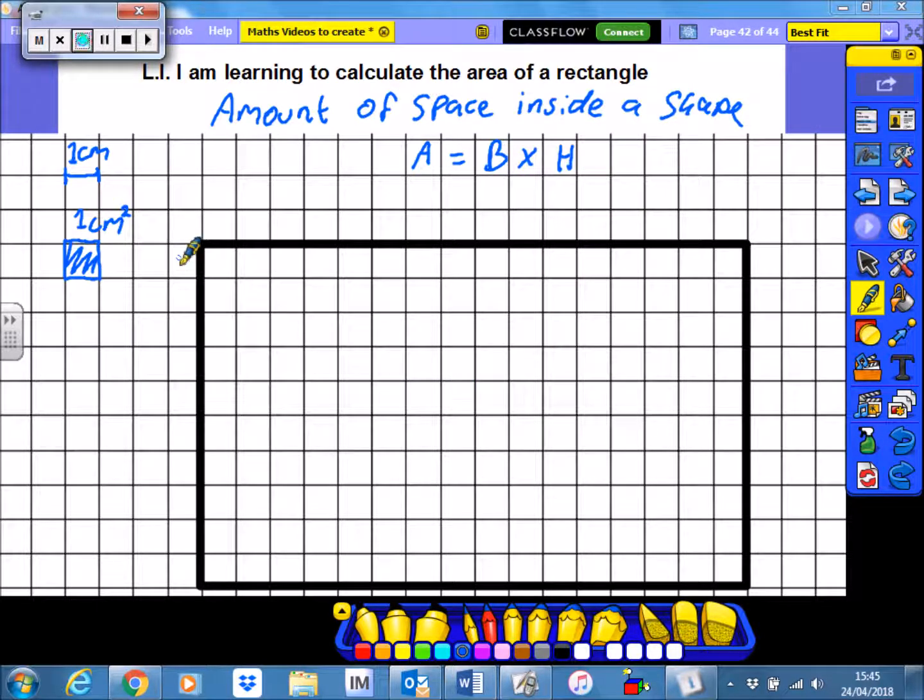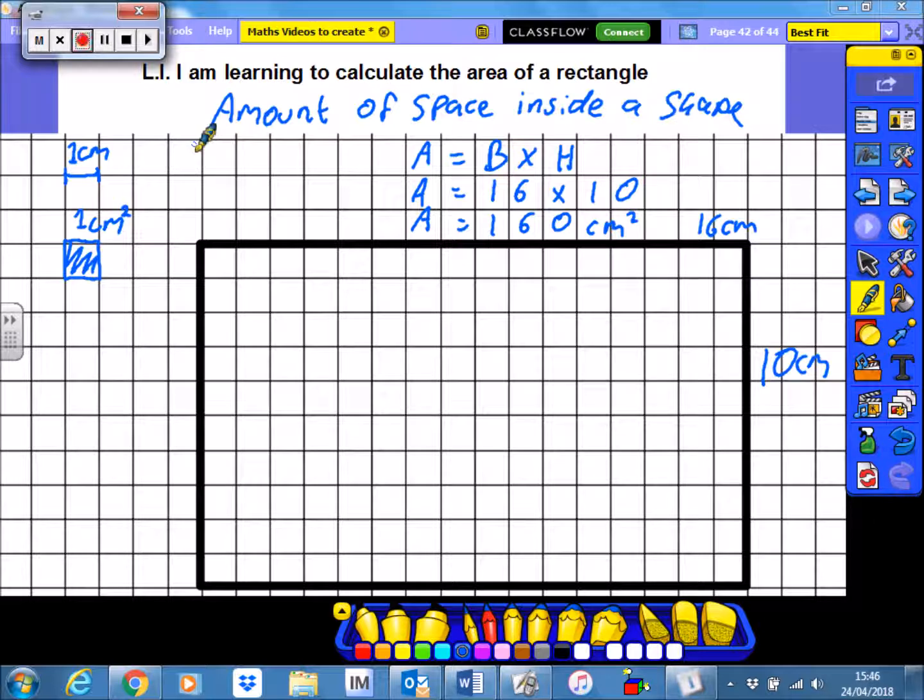Now this works regardless of the size of the shape. So I've got a much larger rectangle here. Its edge here, its height is 10 centimeters. And along the top here, now of course the top is the same as the base, it is 16 centimeters all the way along the top. So the area here is going to be 16 times 10, which will give us a total of 160 square centimeters here. So in total there are 160 individual square centimeters within this rectangle.